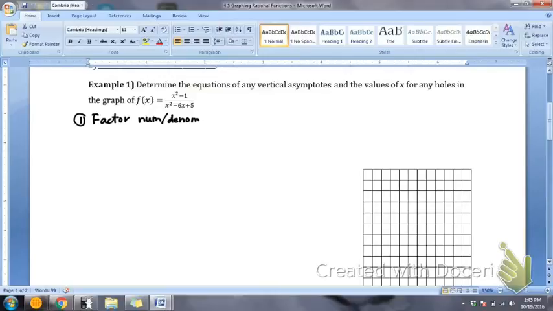x squared minus 1 factors to what? Okay, x plus 1, x minus 1, right? How do we factor that denominator? Go ahead and factor the denominator. Negative 1, negative 5, I would agree.